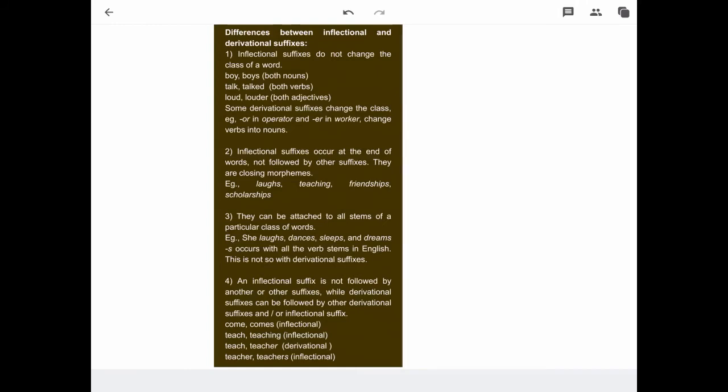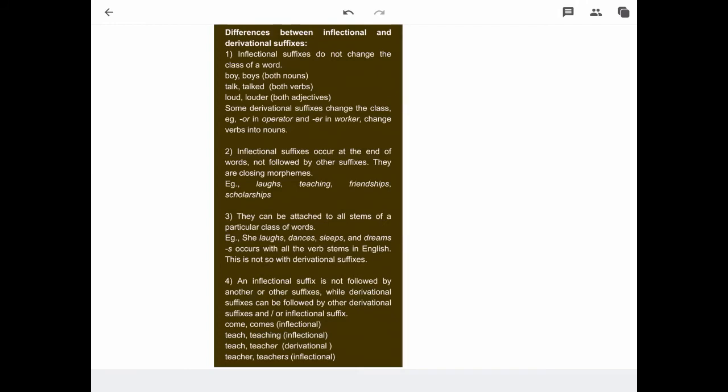Inflectional suffixes, second one: inflectional suffixes occur at the end of words, not followed by other suffixes. So they are closing morphemes. That is, after adding inflectional suffixes, you can't add any other suffixes along with it. Laughs, teaching, friendships, scholarships, etc. So inflectional suffixes occur at the end of words and are not followed by other suffixes.